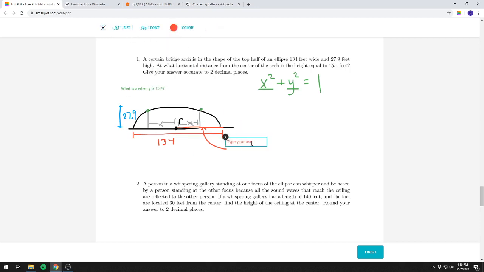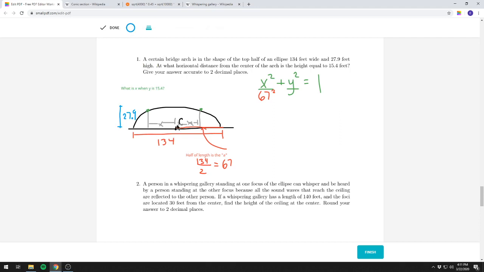Go ahead and write that in. And that is the A or B, just the number we're going to have to square. The 134 divided by 2 is 67. And what goes under x squared is 67 squared. If you want to go ahead and write down what that is, you can. I'll do that in a second.